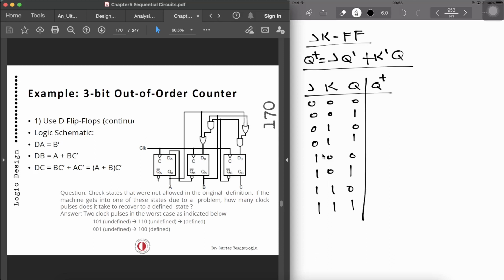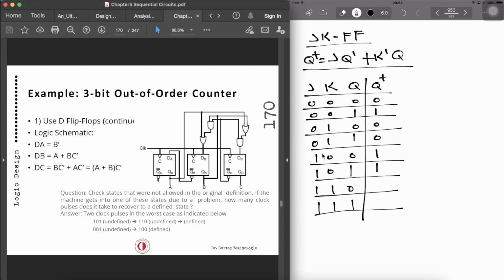And what are those states? When it is 0, 0, it just holds the previous value, so it's 0, 1. When it is 0, 1, it's a reset state, so the output resets. 1, 0, it's a set state, so the output sets. And 1, 1, it's an invert or toggle state. When it is 0, it will be 1. When it is 1, it will be 0, as both are 1. So this was the characteristic table of JK, from which we can derive this equation.